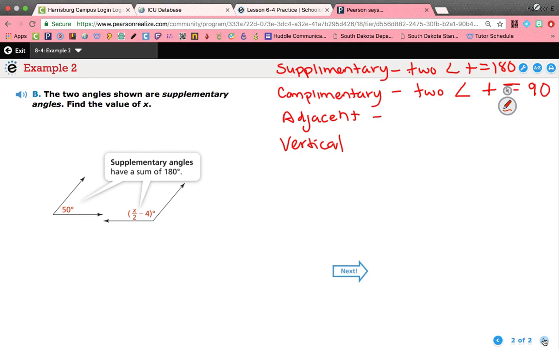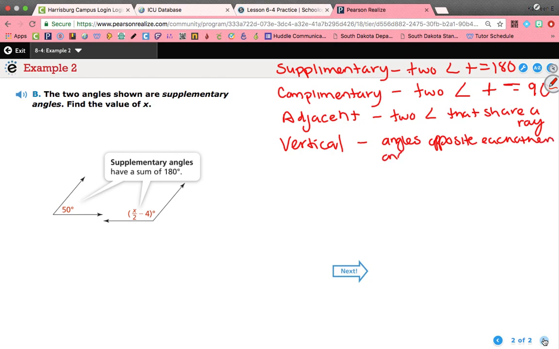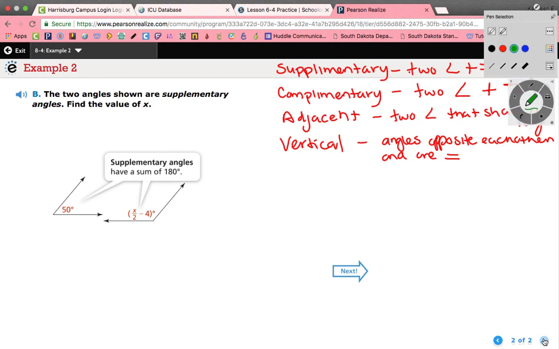Adjacent angles are two angles that share a ray. And vertical angles are angles opposite each other and are equal. All right, so now that we have all that stuff out of the way, let's try to solve this problem.